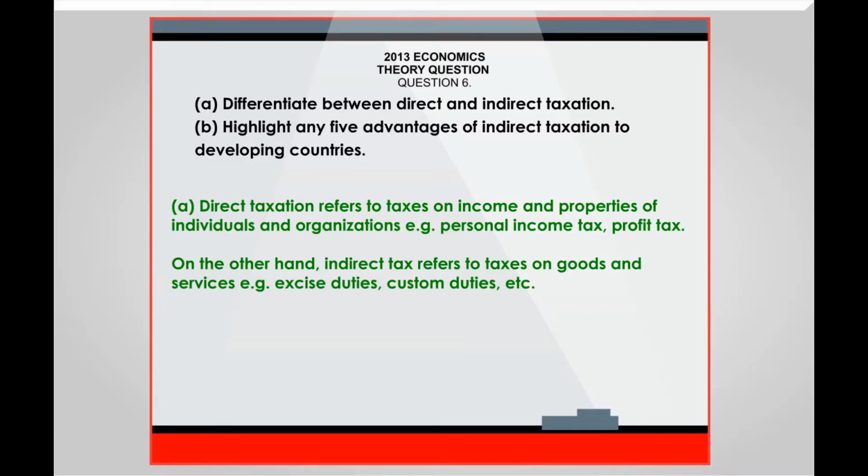Answers. A. Direct taxation refers to taxes on income and properties of individuals and organizations. Example, personal income tax, profit tax. On the other hand, indirect tax refers to taxes on goods and services. Example, excise duties, customs duties, etc.